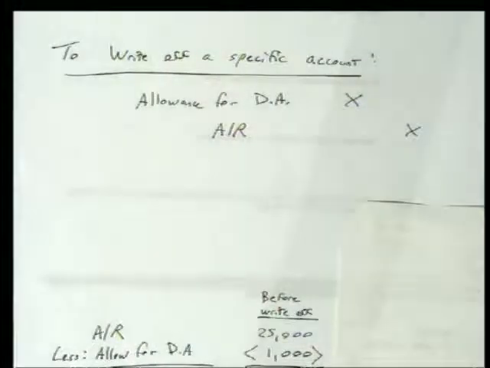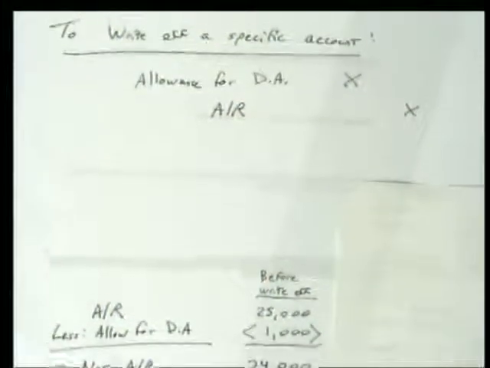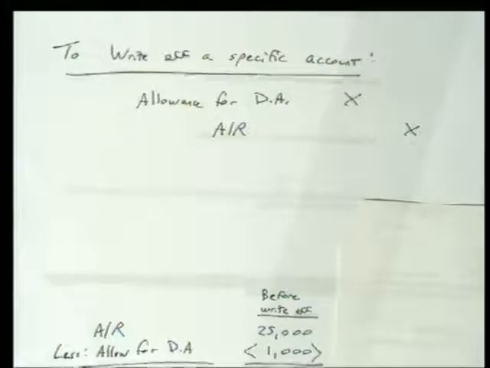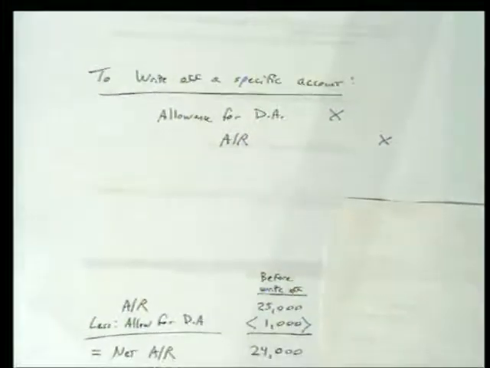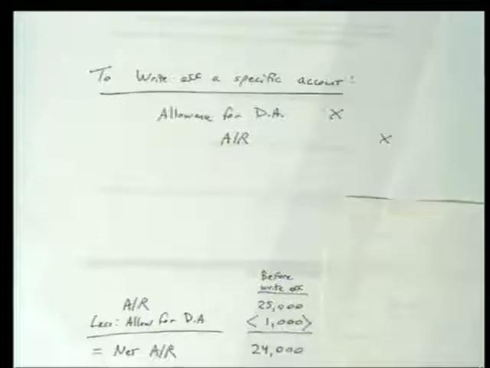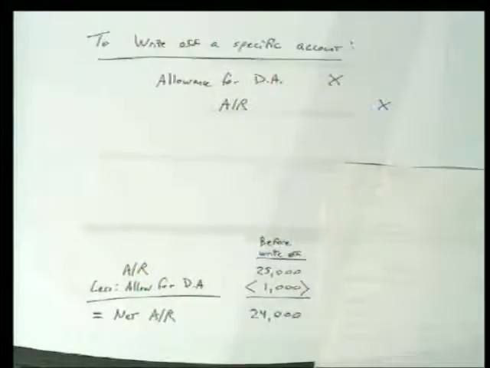Okay, I want to talk about something real important that we started talking about last time, and I want to emphasize something that's kind of interesting. Now, we talked about writing off a specific account, correct? Writing off a specific account under the allowance method. And the entry to do that is on the screen. We debit allowance for doubtful accounts and we credit AR.